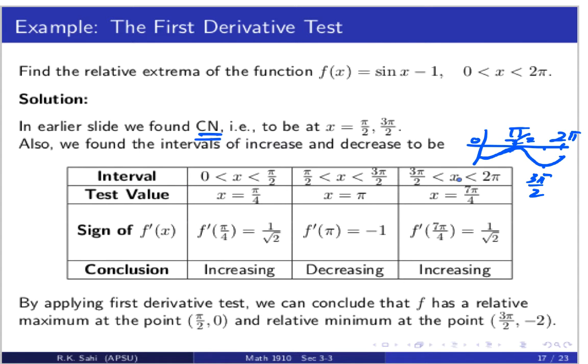So when we look at this little table, from 0 to pi half, the function is increasing. Then the function is decreasing from pi halves to 3 pi halves. And then the function is again increasing from 3 pi halves to 2 pi.